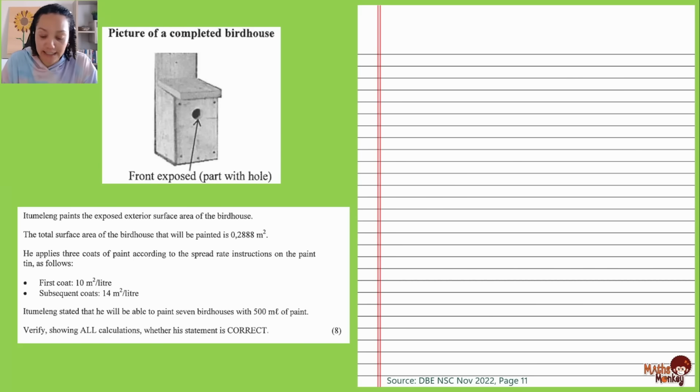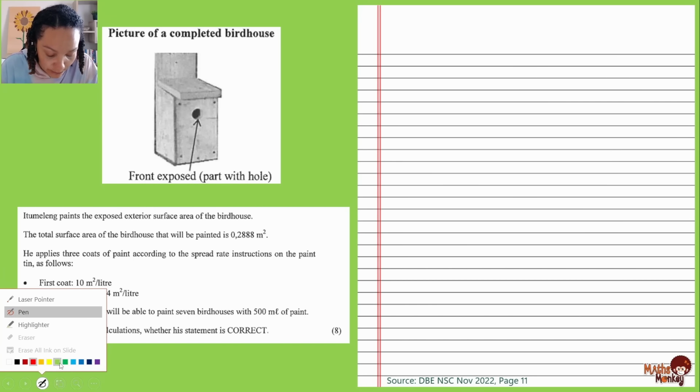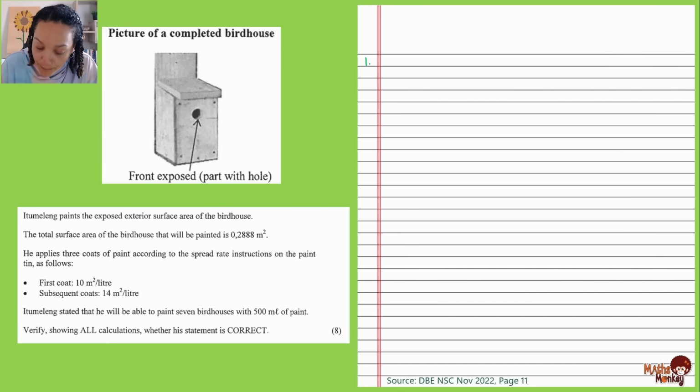So let's approach this question. Let me just get my pen out. Number 1. The first thing I want you to take note of is that we now know the area we're going to be covering is 0.2888 meters squared. If I think of the first coat, we have 10 meters squared for 1 liter, and we want to cover 0.2888 meters squared. This is for the first coat.